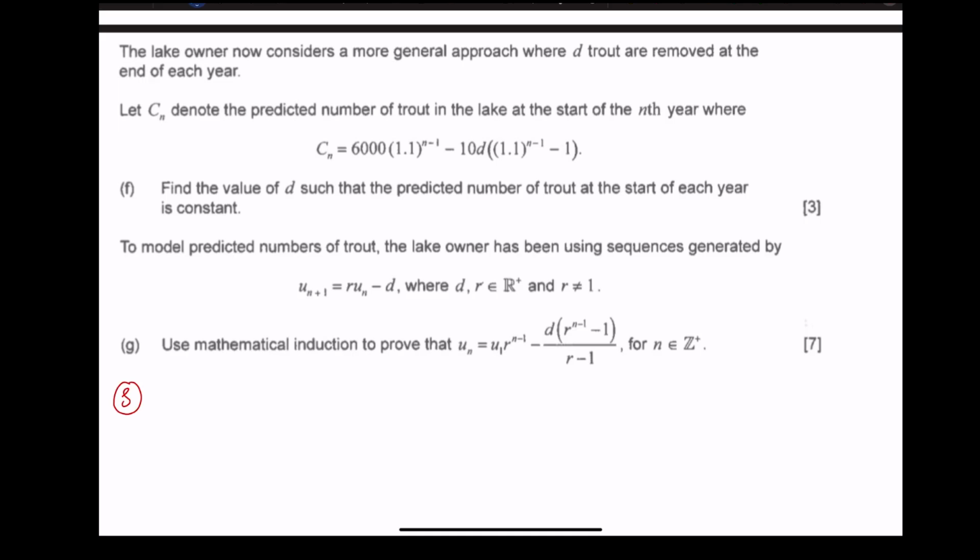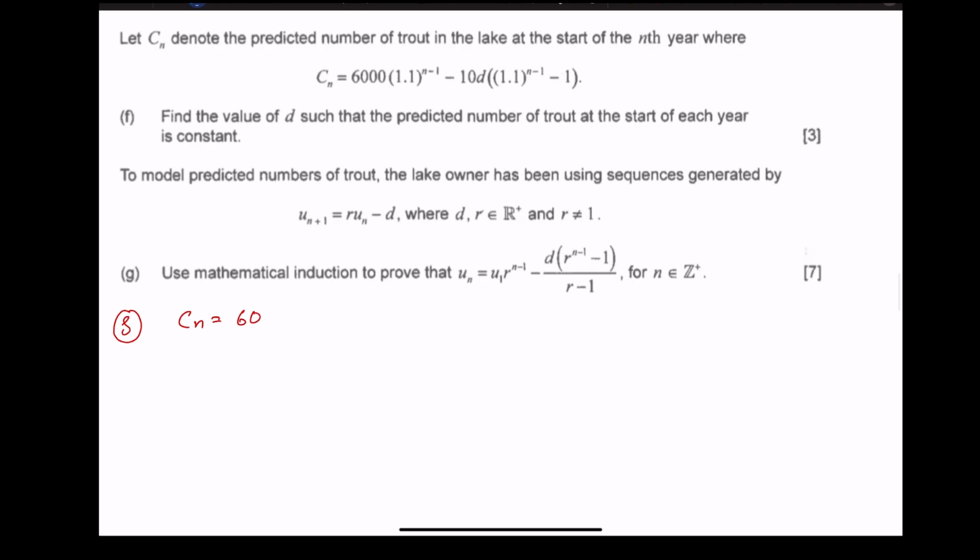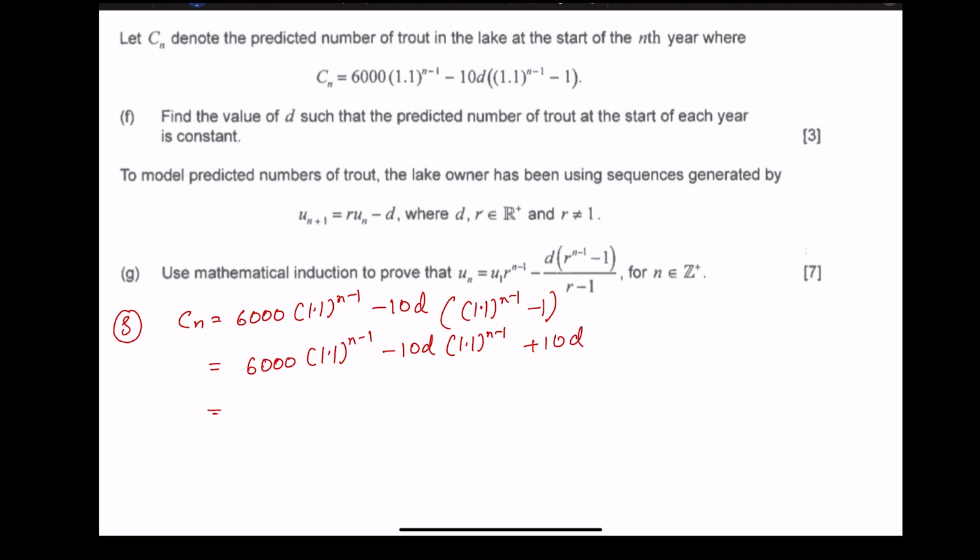Okay, this is interesting. If the number of trout each year has to be constant, basically your Cn term should be independent of n. So the nth term basically should cancel out. So Cn would be 6000 (1.1 to the power of n minus 1) minus 10d (1.1 to the power of n minus 1 minus 1). I'll just open the bracket on the left side. Minus 10d (1.1 to the power of n minus 1) plus 10d. I can take 1.1 to the power of n minus 1 common from these two terms, which will be (6000 minus 10d). This is your Cn.